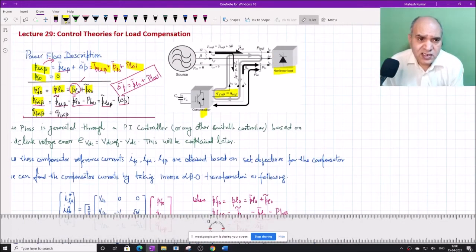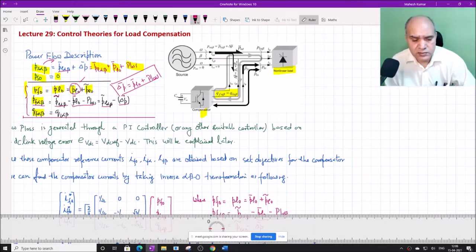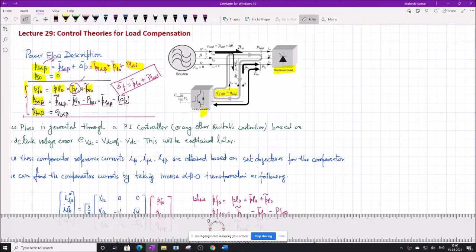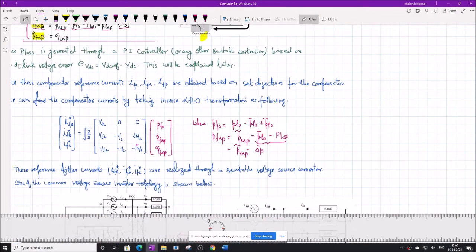Once we set these currents as an objective for the compensator, we can find out the compensator currents. So the next task is to find the reference compensator currents. That is done with the help of the inverse alpha beta 0 transformation.